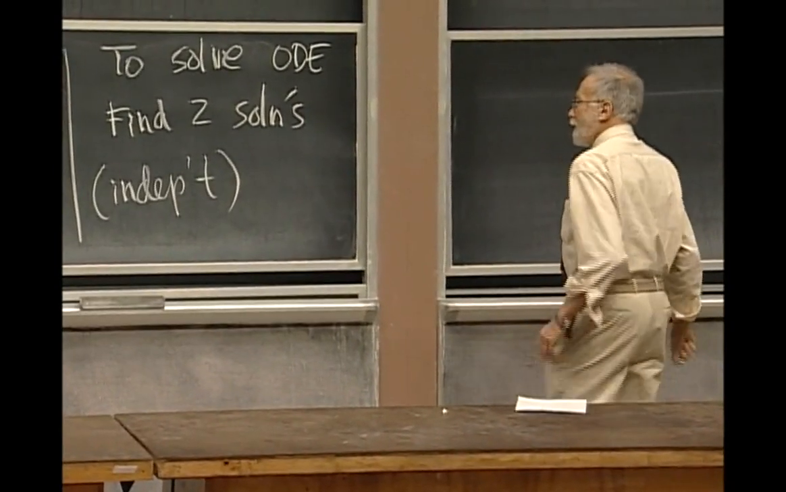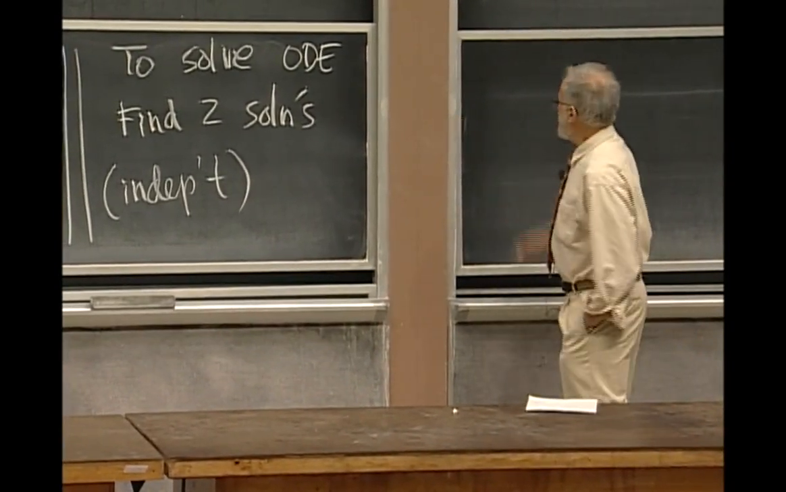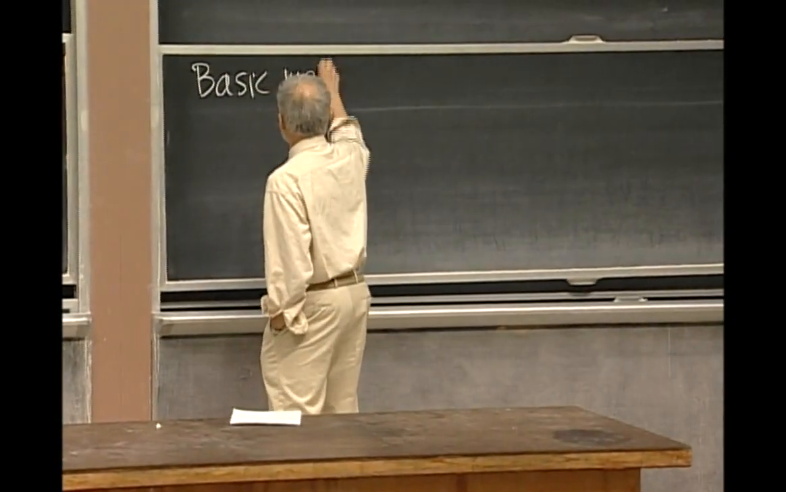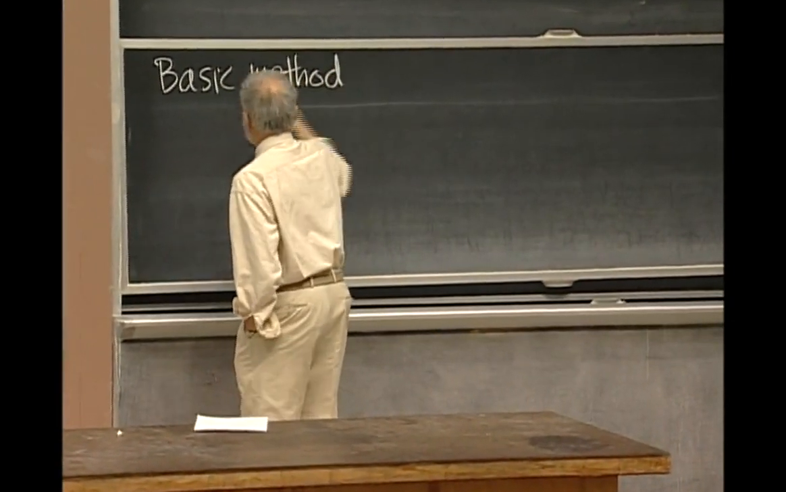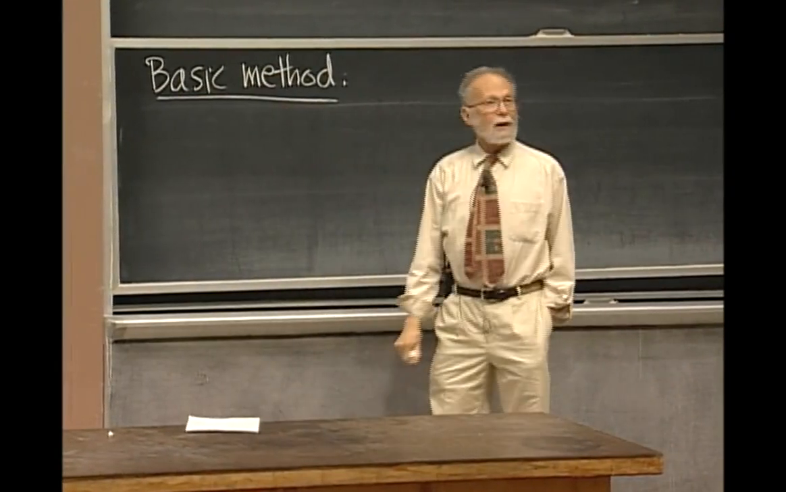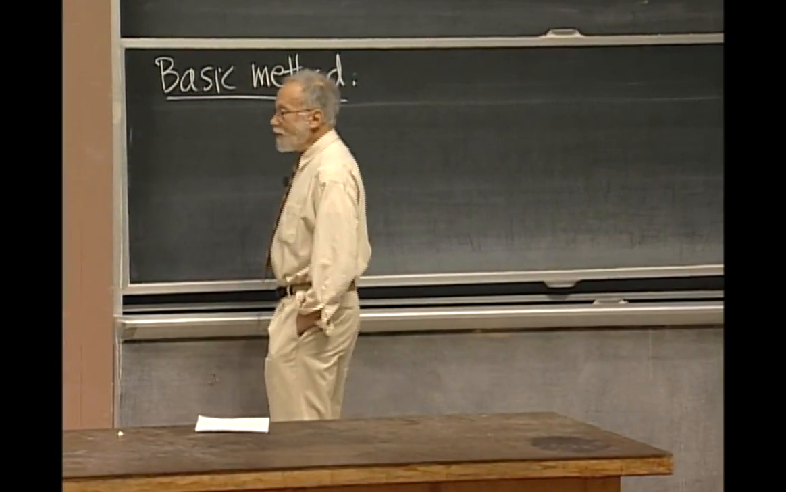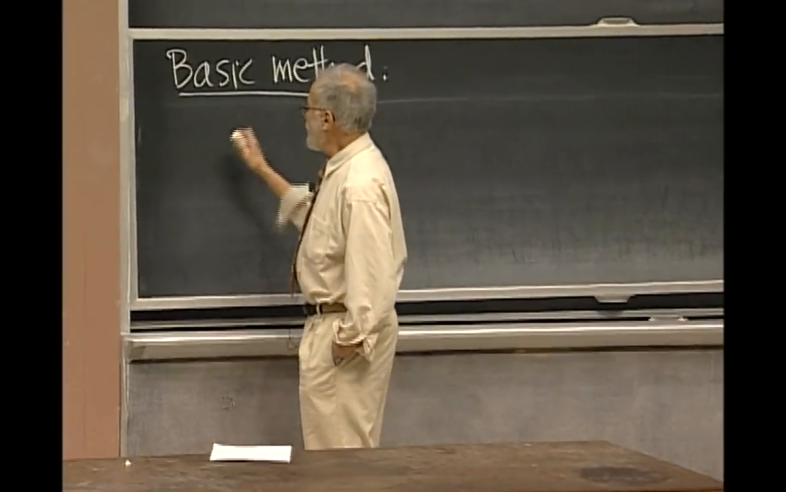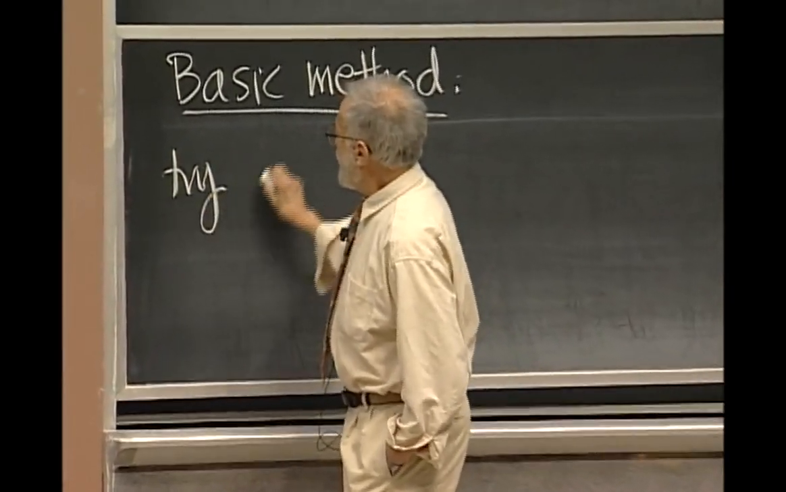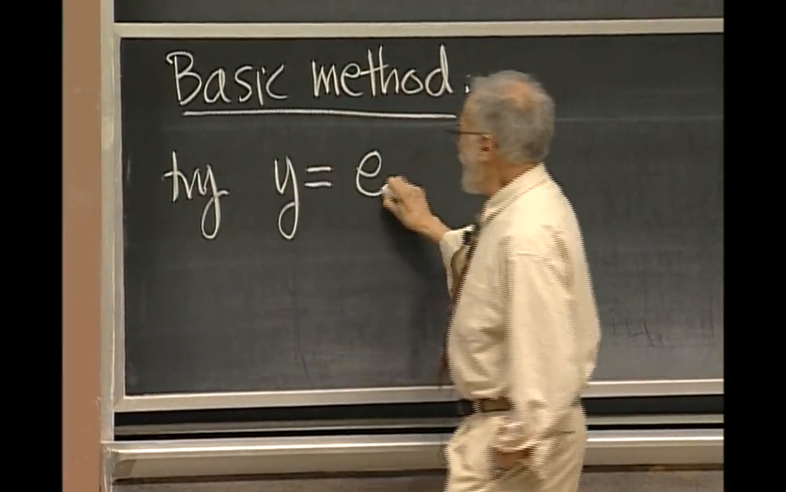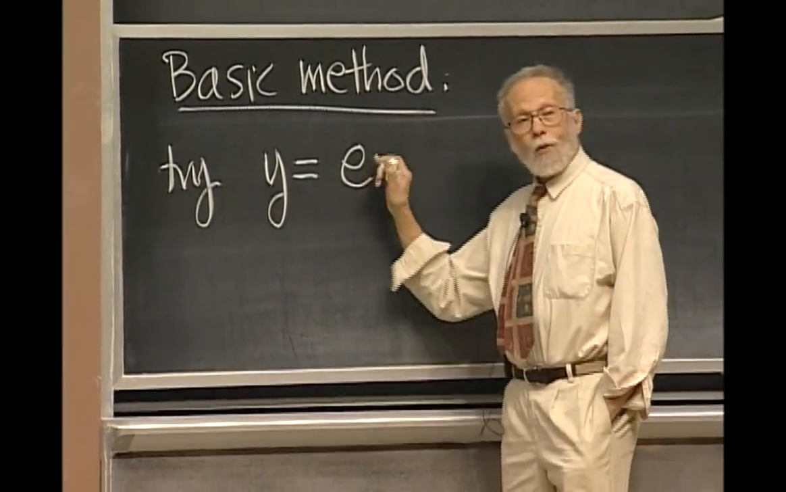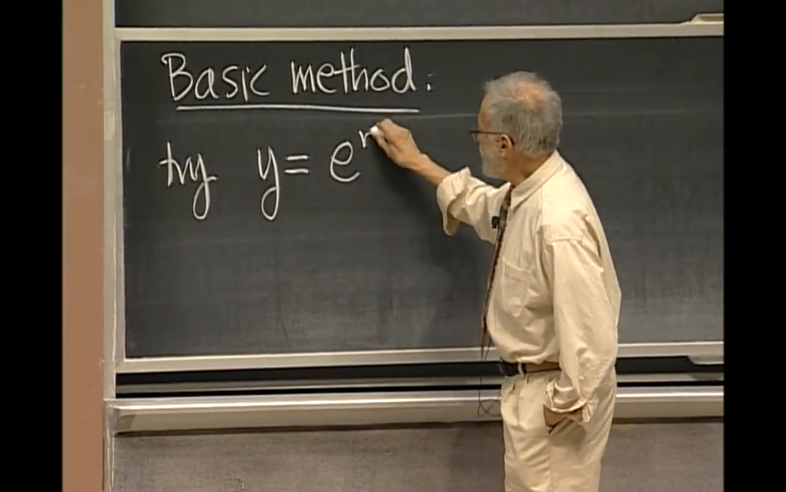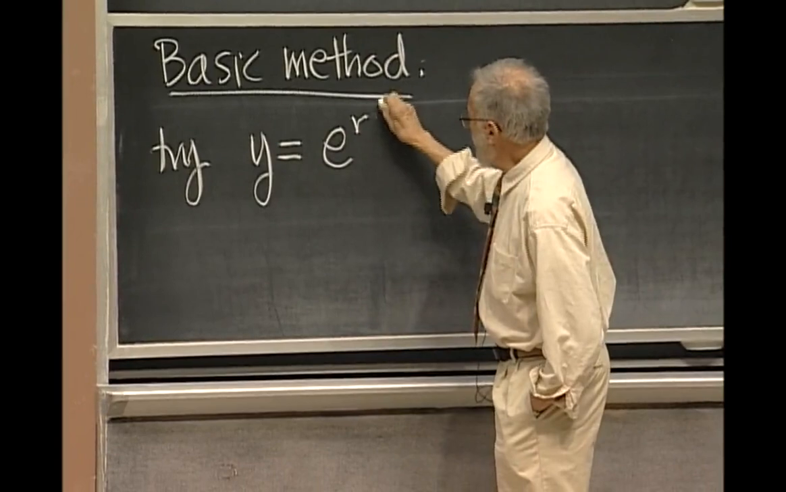Okay. Now, what's the basic method for finding those solutions? Well, it's what we're going to use all term long, essentially, studying equations of this type, even systems of this type with constant coefficients. The basic method is to try y equals an exponential. Now, the only way you can fiddle with an exponential is in the constant that you put up on top. So we're going to try y equals e to the rt.